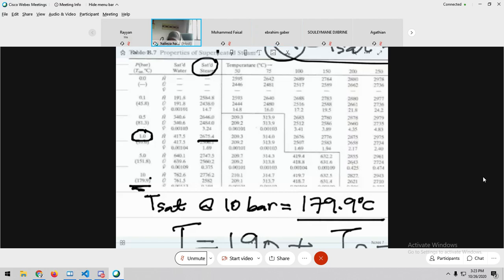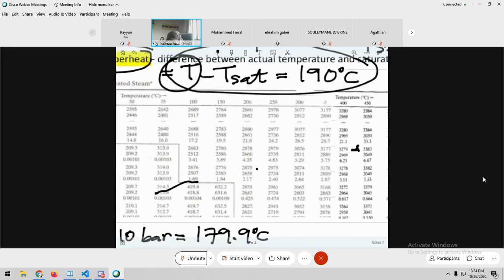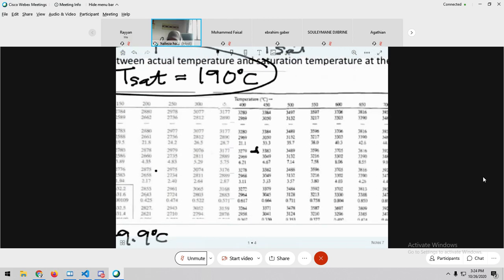Now let's go and look at the enthalpy for the inlet. Why am I not getting it? I need to move it. Okay, let's move it. Where is the inlet? The inlet is at 370 temperature. Where is 370? This is 300. This is 350. That is 400. What is the pressure, guys?